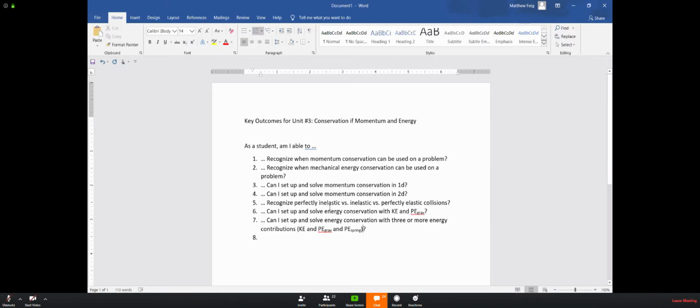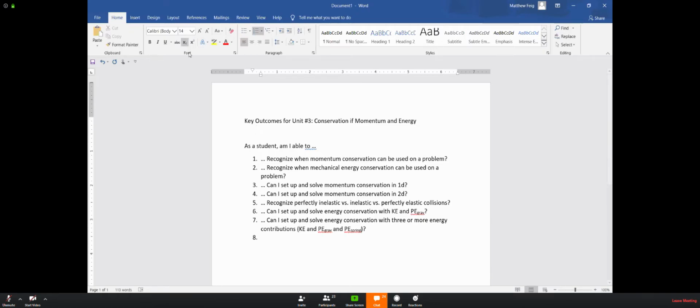What are some examples we've done where there's more than 2 types of energy? We've done a couple, like where the 2 objects were connected and one object went down and one object went up. How many contributions were there to the energy in those problems? 2 moving objects is 2 kinetic energies. 2 objects changing heights is 2 potential energies. So can I set up and solve energy conservation with 3 or more contributions? It could be KE, PE gravity, and PE spring.